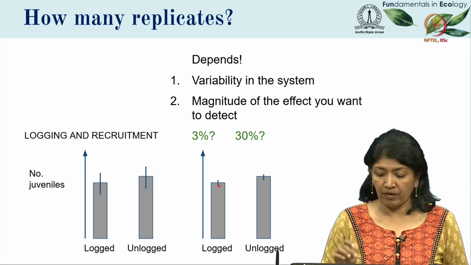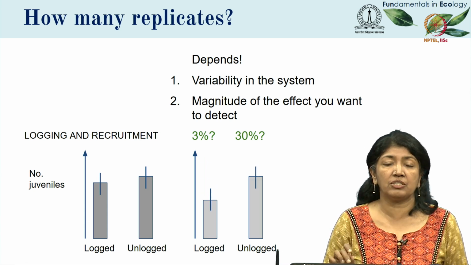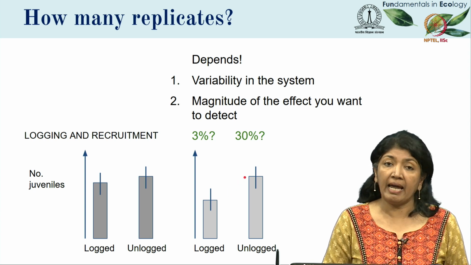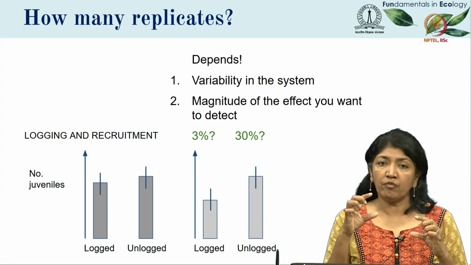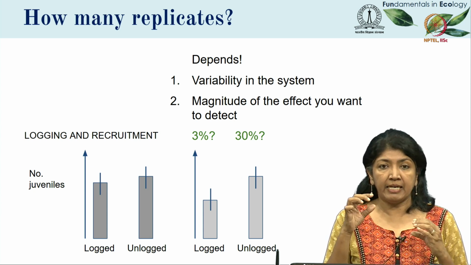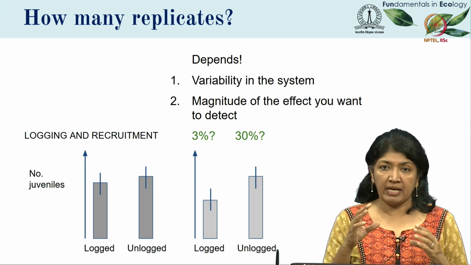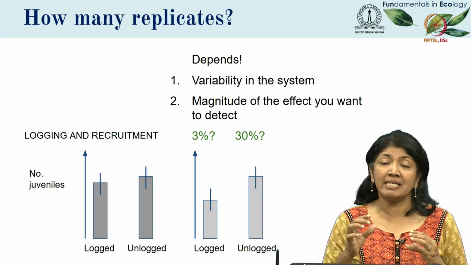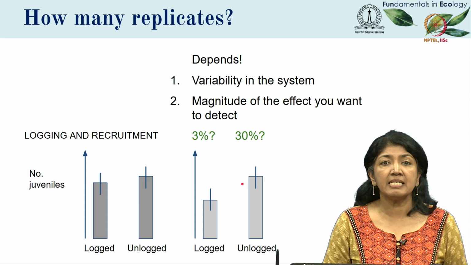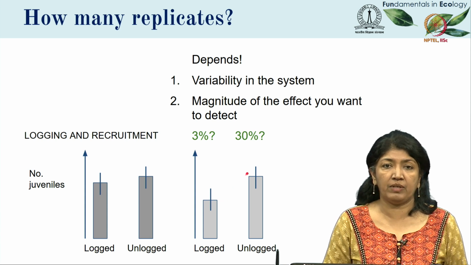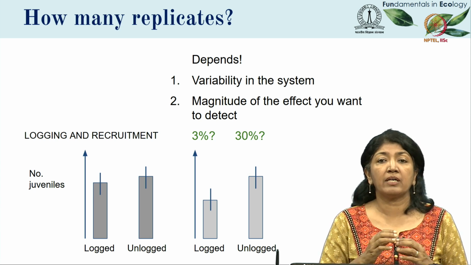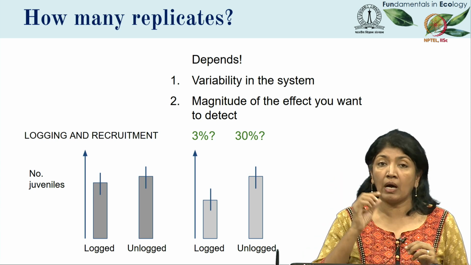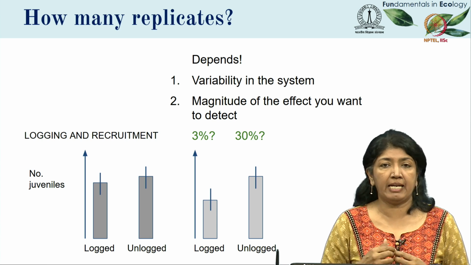On the other hand, if I want to detect a large effect, so a large effect of 30% for example, then even with a comparatively small sample size, even if I do not estimate these mean number of juveniles in the two types of forests precisely, I will still be able to detect this difference. So, sample size depends on how large an effect or how much of a slope or how strong a correlation you want to detect.